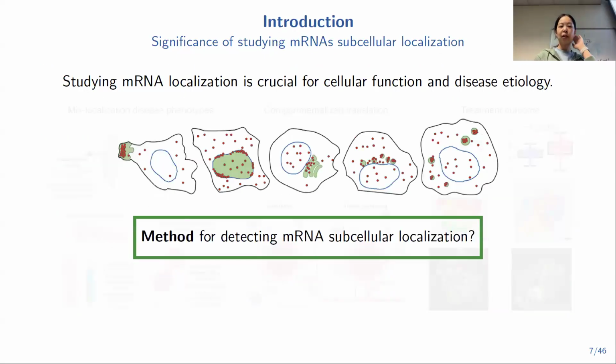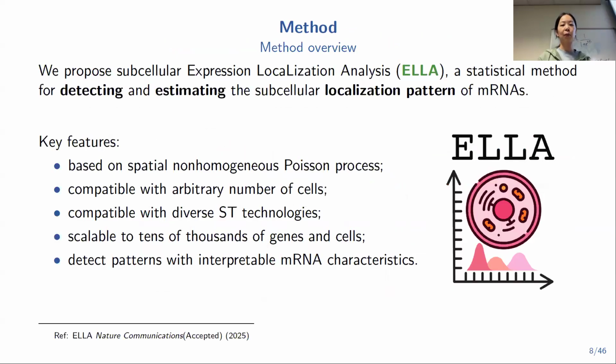However, there's really a lack of good methods for detecting subcellular patterns. For example, this particular mRNA, in the cartoon, is in the cell protrusion, this one is on the nuclear edge, and this one is probably on the ER. So we want to develop a method that can detect patterns at the subcellular level.